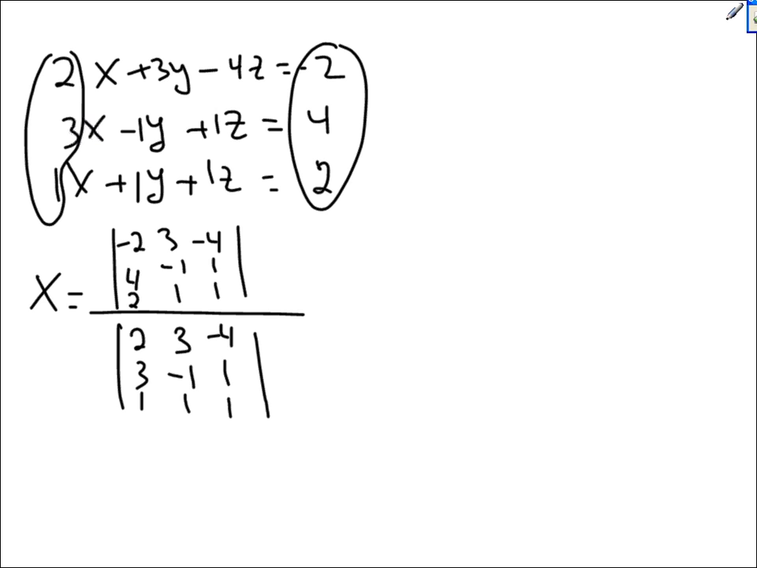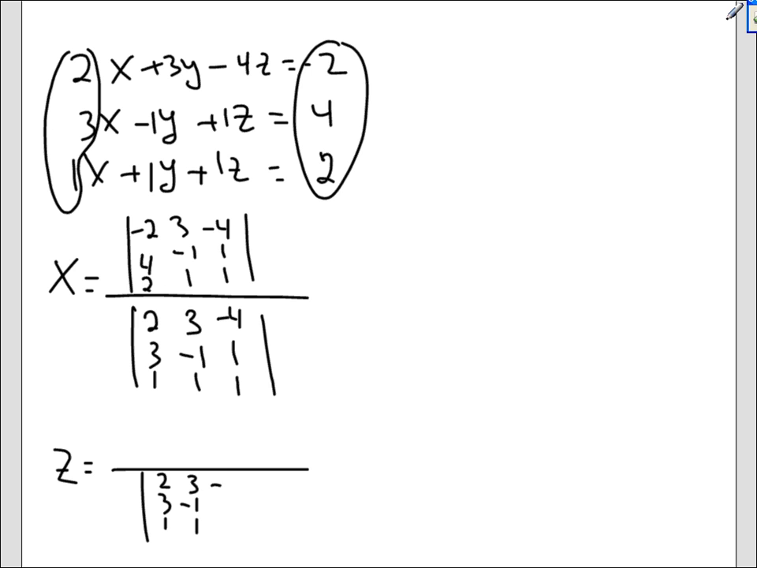And for the record, if you wanted to solve for z, the bottom determinant is the same. 2, 3, 1, 3, negative 1, 1, negative 4, 1, 1. But the top one changes. Only the z column changes. The z column gets the right-hand numbers. Negative 2, 4, 2. And you calculate these two determinants, you divide the numbers, and you're done.